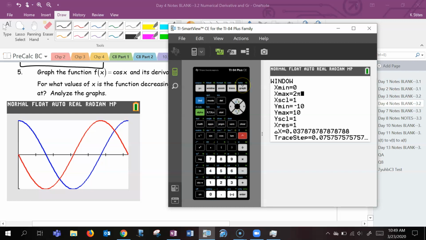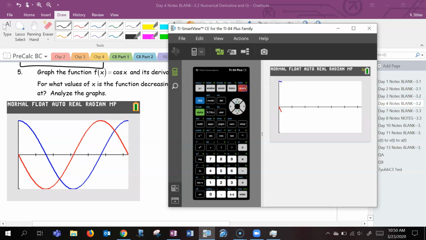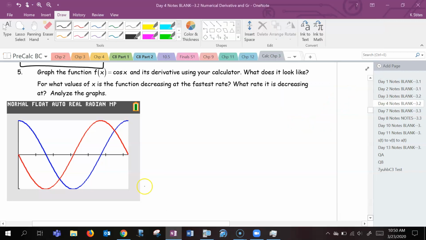And I think I changed my y min and y max just from -1 to 1 because we're dealing with sine and cosine. So there you go. That's how I got the visual that I have on my graph here, or on my screen. So, okay.